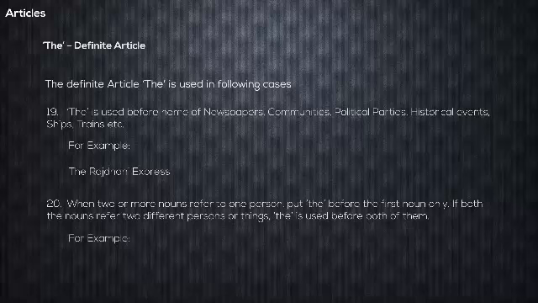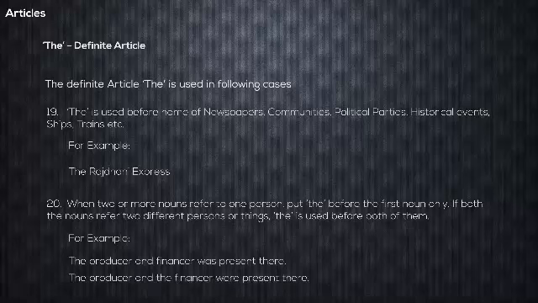For example, the producer and financer was present there. In this case, the same person is the producer and financer. The producer and the financer were present there. In this case, two different people are the producer and the financer.